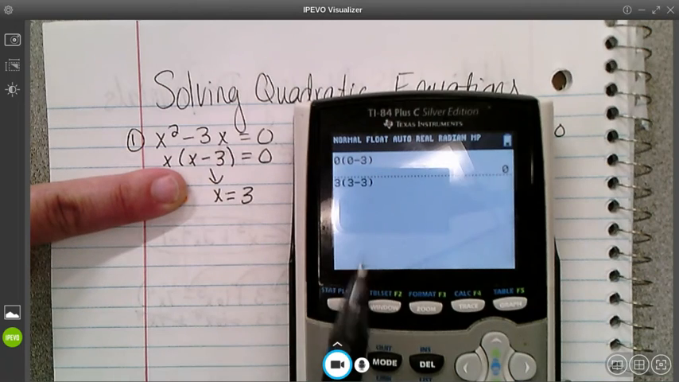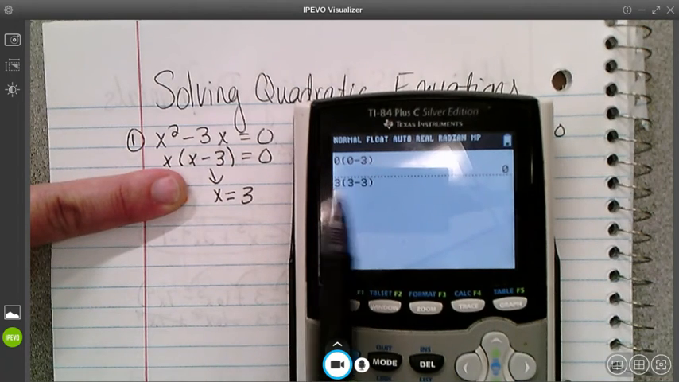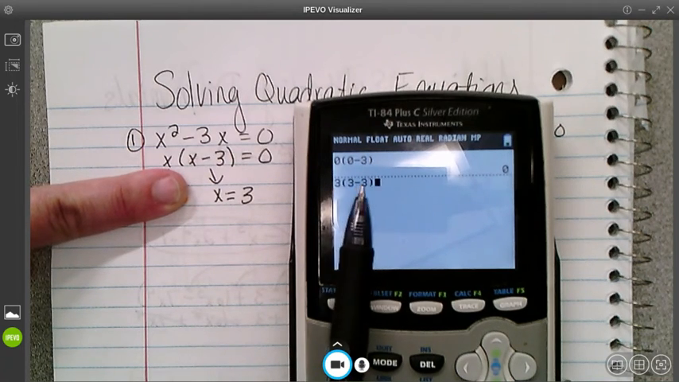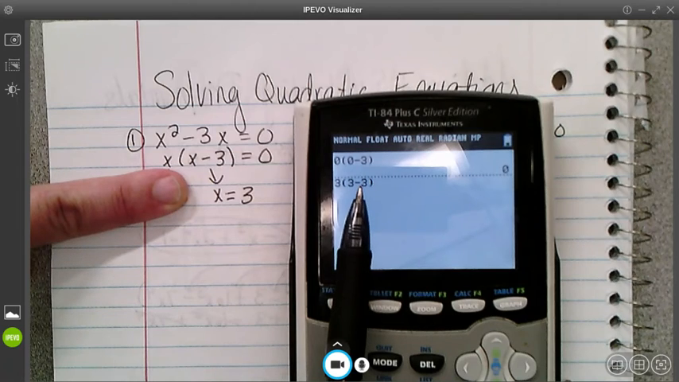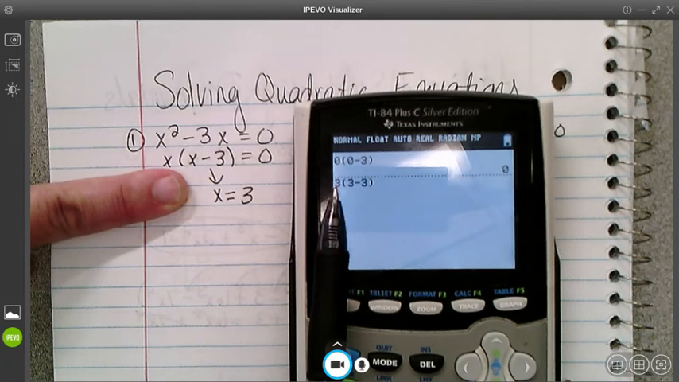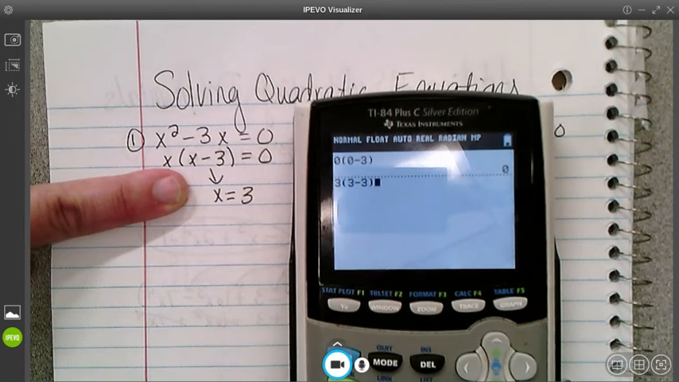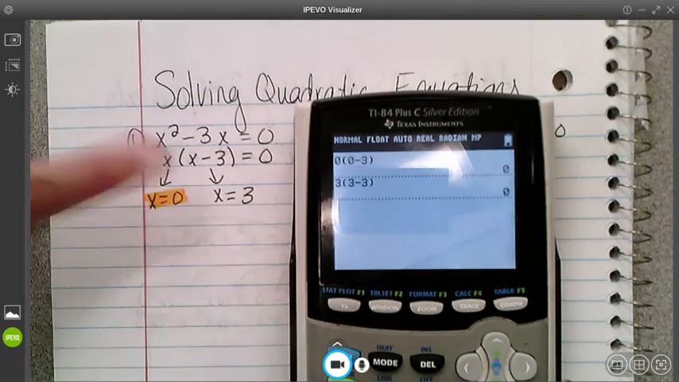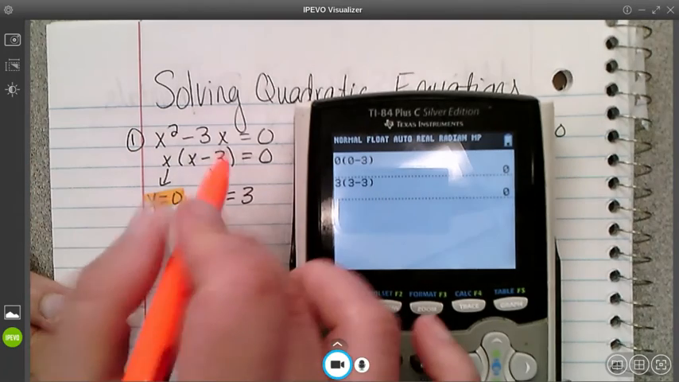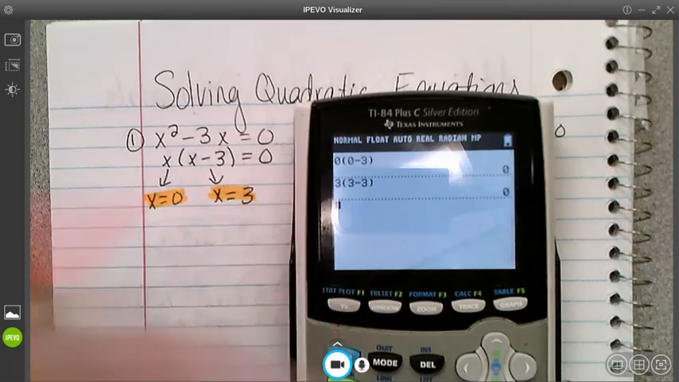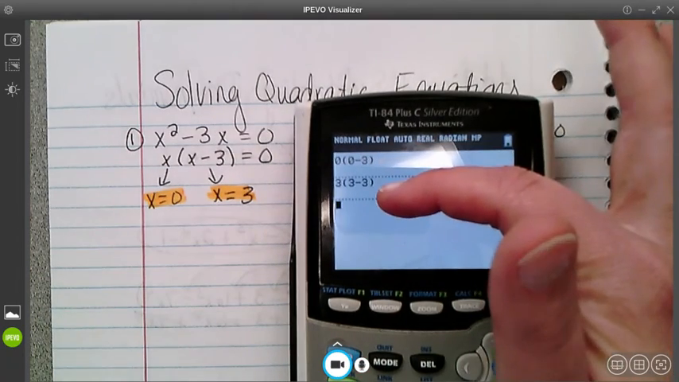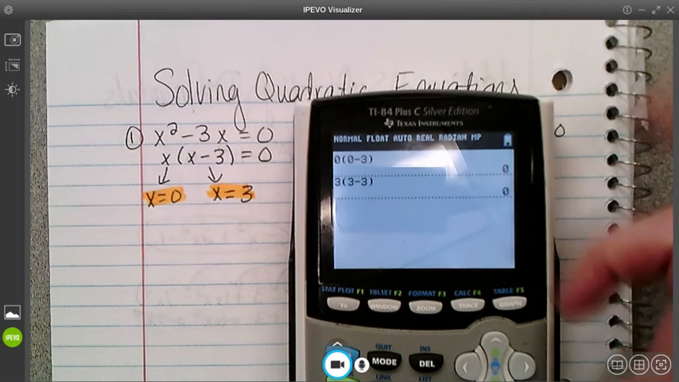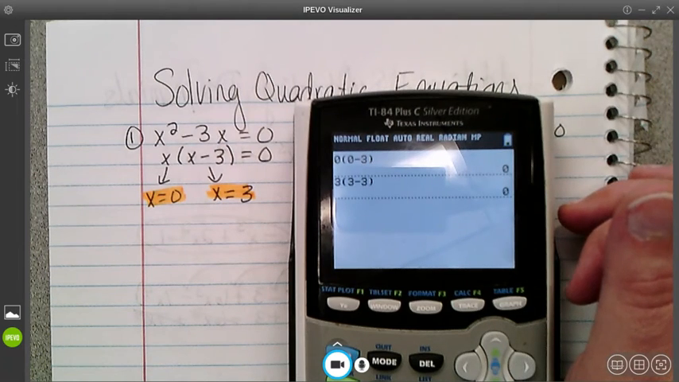A lot of 3's. So the outside is 3. The inside, the calculator is going to do 3 minus 3 and make that 0. So again, we're doing something times 0. And anything times 0 is 0. So I have two different x values that I can plug in, 0 and 3, where they have the same answer and y is 0.